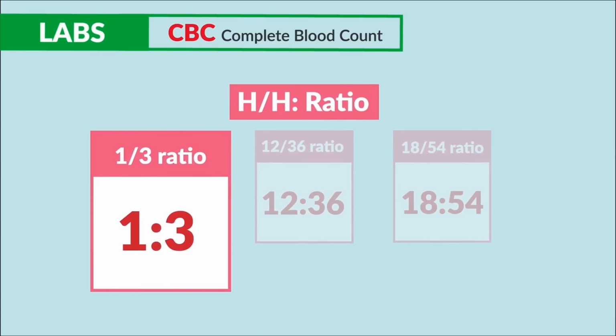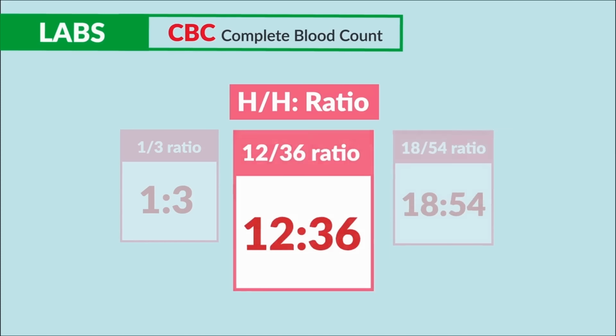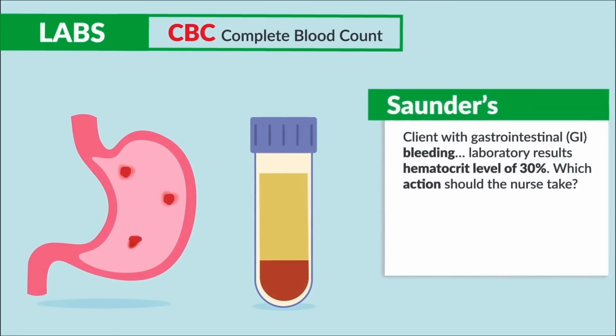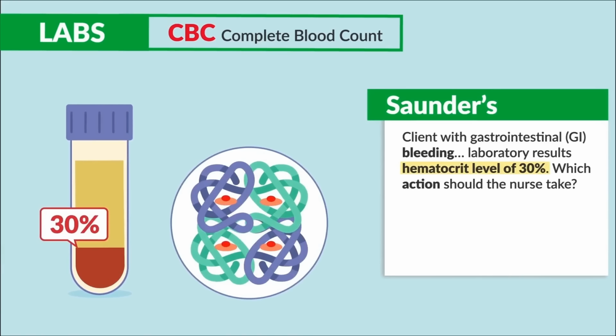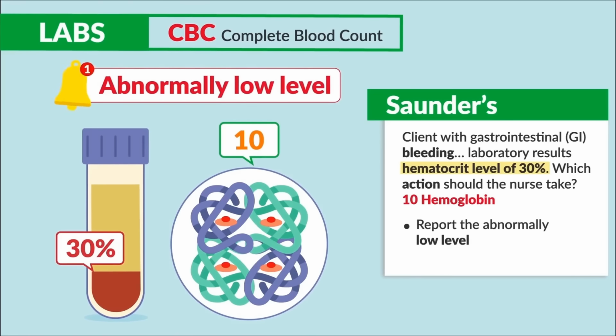So let's just say the hemoglobin is 12, just times it by 3 and it's 36. Or if the hemoglobin is 18, then the hematocrit would be 54. Or let's just say from that Saunders question, you were given 30% for the hematocrit level. So divide that by 3 and you have a 10 hemoglobin level. Very, very bad. You must report that to the HCP.